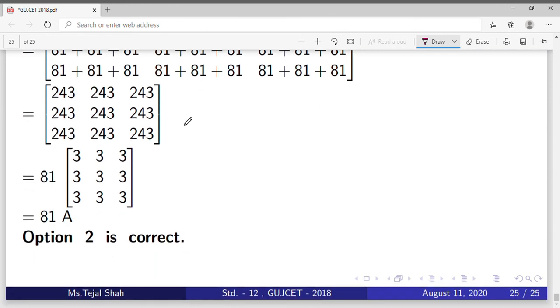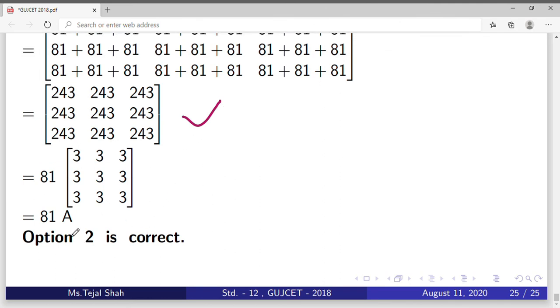After this step, what do we have to think? In the options, we observe that everywhere matrix A is given. So after this step, we have to take some number common such that we have the A matrix. So from 243, if we take 81 outside, then here we have the matrix A. So now this answer is 81 into A. So option 2 is the correct option.